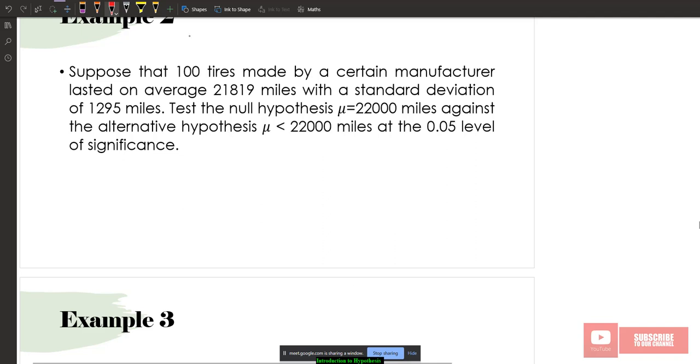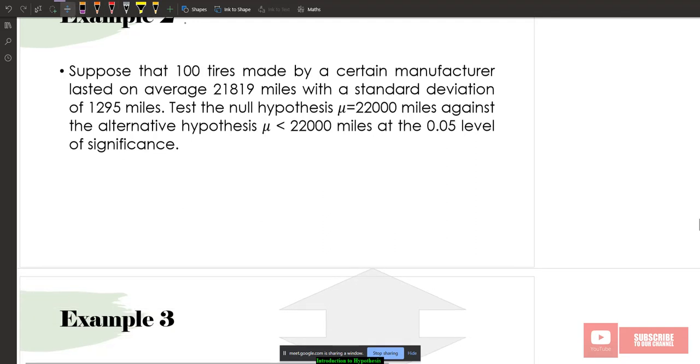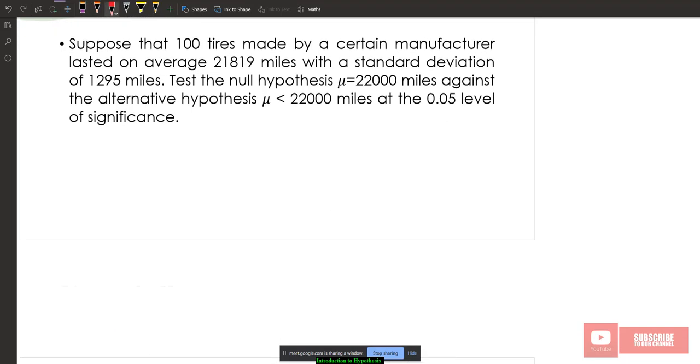Suppose that 100 tires made by a certain manufacturer last on average 21,819 miles with a standard deviation of 1,295. Test the null hypothesis, mu is equal to 22,000 miles, against the alternative hypothesis, mu is less than 22,000, at the 5% level of significance.